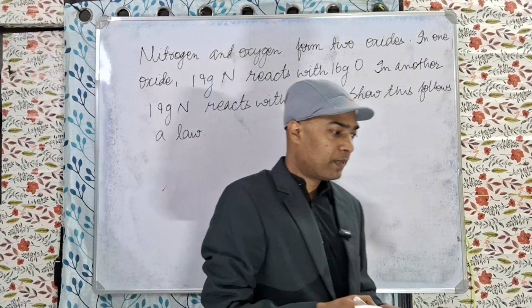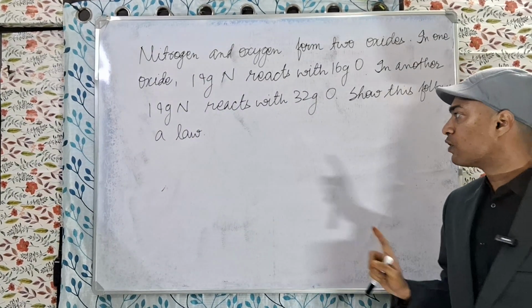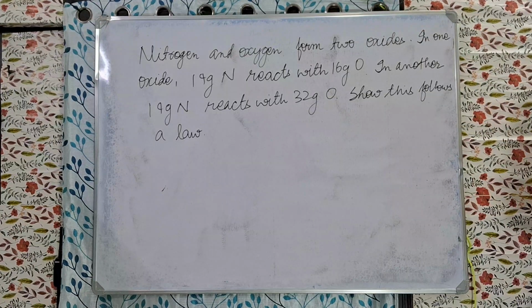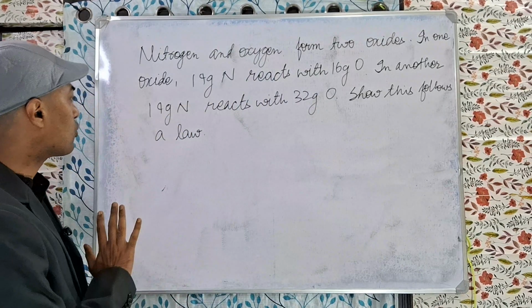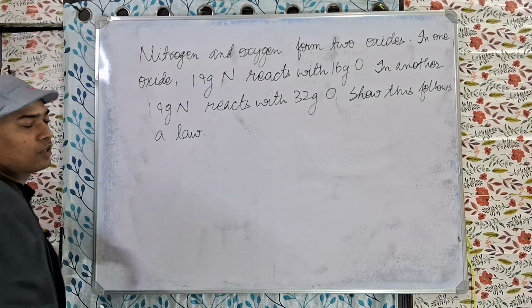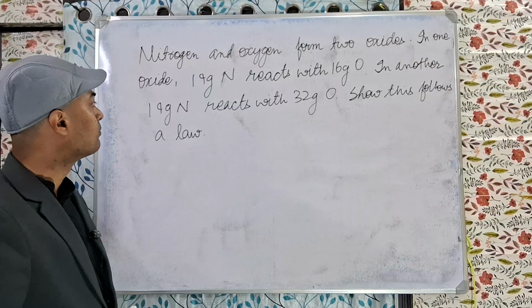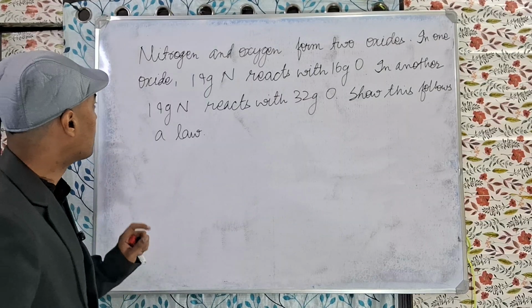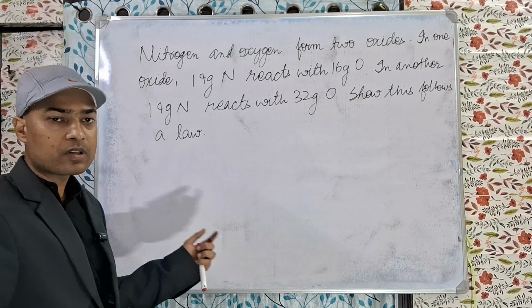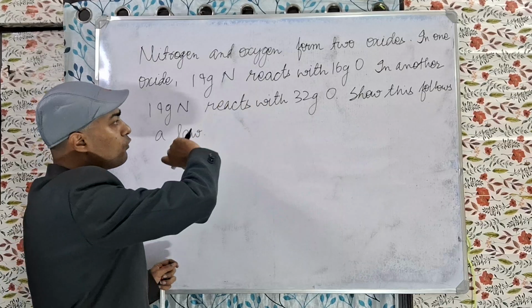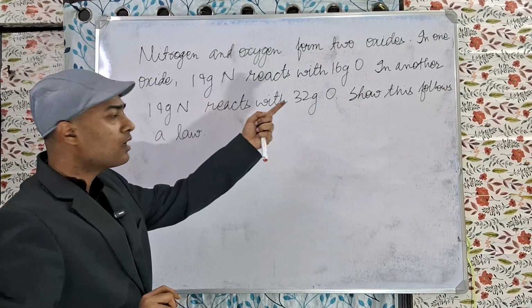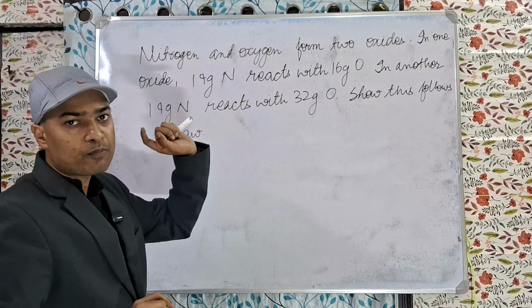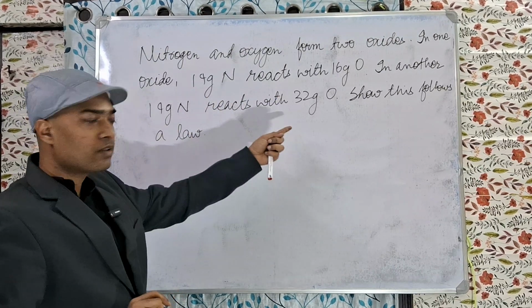Okay, so please try to solve it yourself, and you can also take a pic and paste it in the comment section if possible. Pause it and try to solve it yourself first. Now let us look at it. What does the question say? The question says that nitrogen and oxygen form two oxides. One oxide has 14 gram nitrogen and it reacts with 16 gram of oxygen. Another 14 gram reacts with 32.